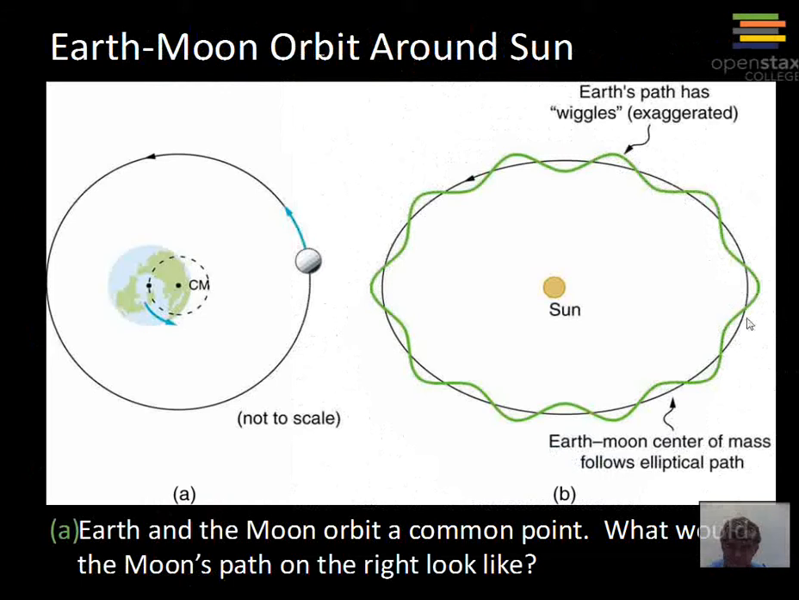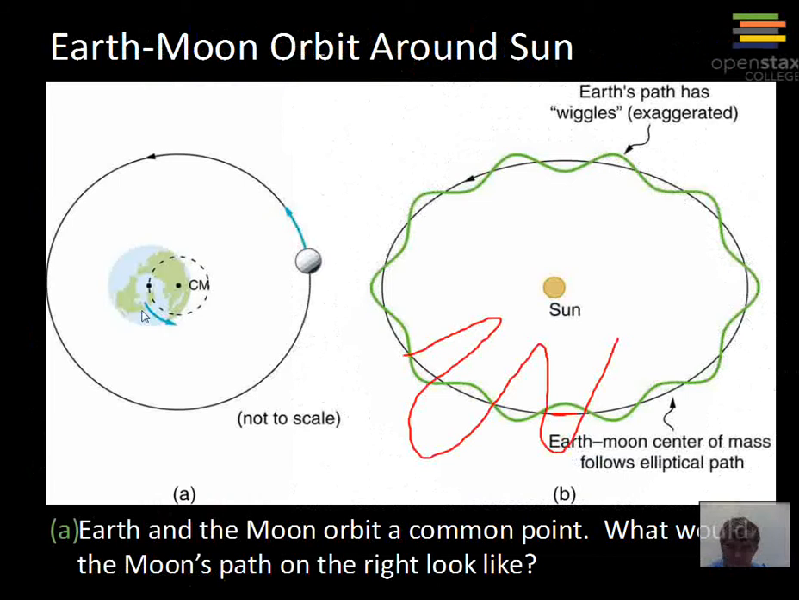How would we draw the moon's orbit on here? If this represents the wiggling of the Earth back and forth, as the moon is on one side of the Earth or the other, well, the moon would have a much larger wiggling back and forth. The moon is 81 times smaller than the Earth. So, not to scale, but the moon is on the opposite side of this center of mass line as that center of mass moves around the sun, with the Earth on one side and the moon on the other side of that center of mass line.